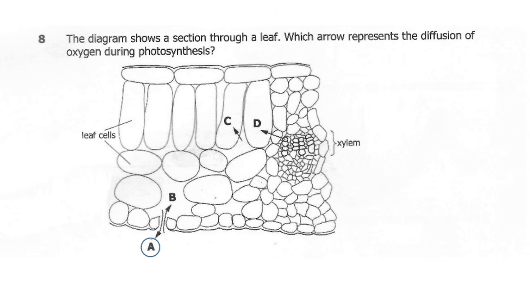The correct answer here is A. So during photosynthesis, plants will take in carbon dioxide and react it with water in the presence of sunlight and chlorophyll to form glucose and oxygen. So the oxygen will be given as a byproduct, so that has to leave the leaves through the stoma. So the correct answer here is A.